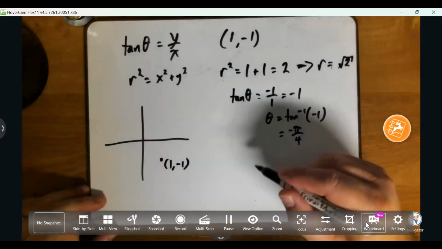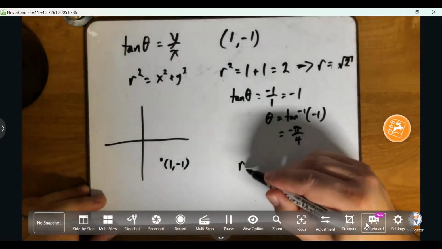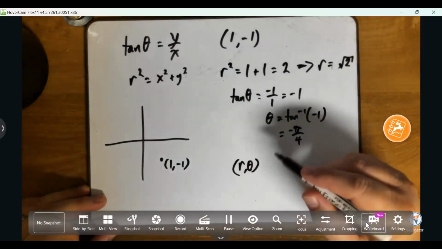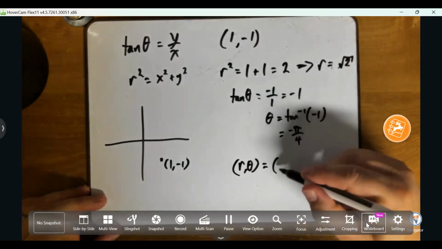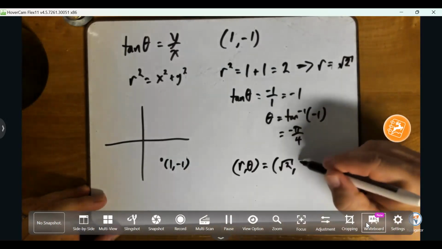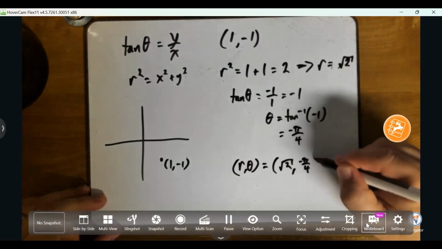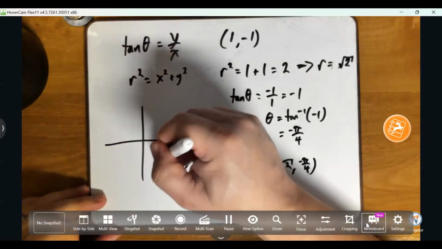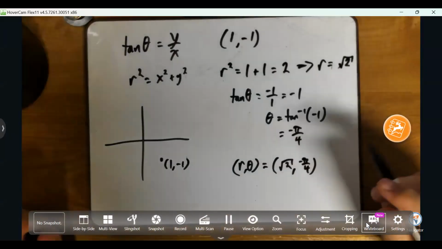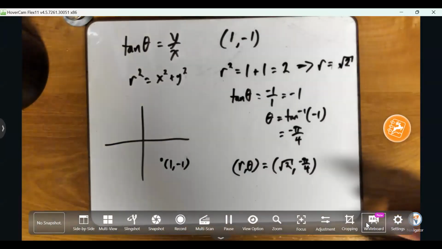And so the r, theta that we want in this case is going to be square root of 2, negative pi over 4. It's going to give me that same place. All right, everything checks out.